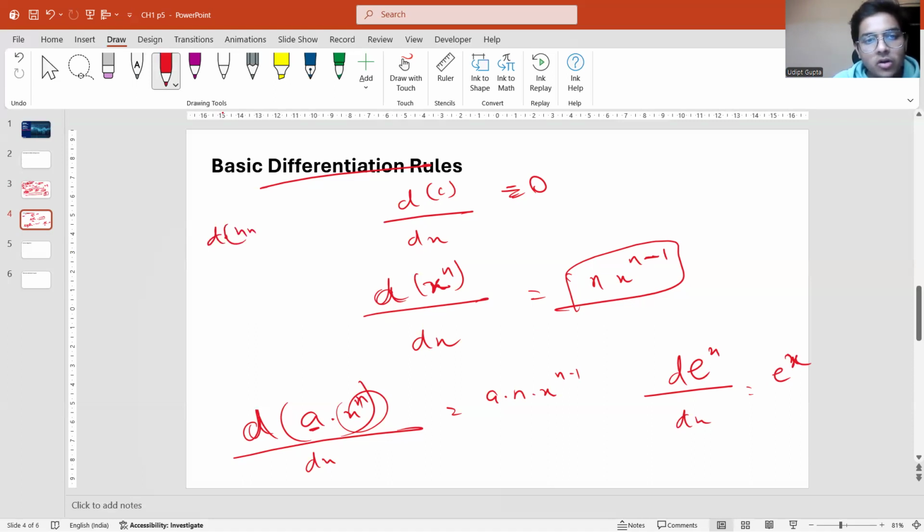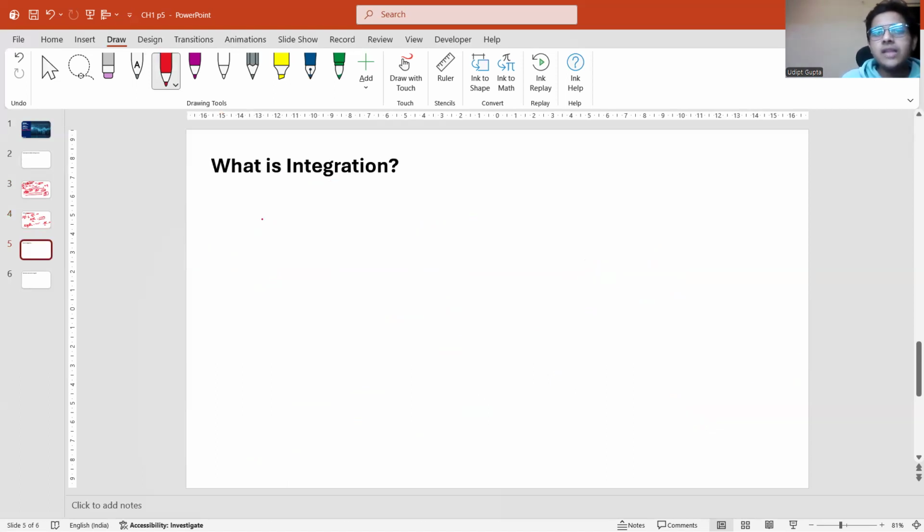Differentiation of ln x is 1 divided by x. And that's it. What is integration? This is differentiation, that's the rate of change. Rate of change is provided by differentiation. Integration just sums up the changes.